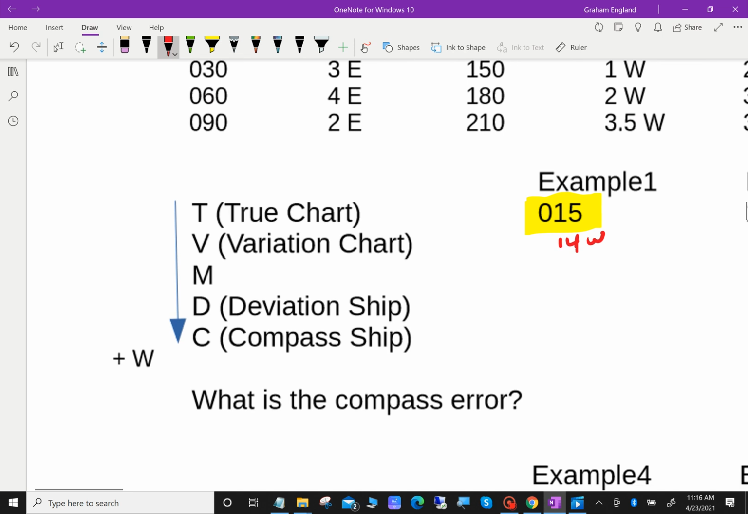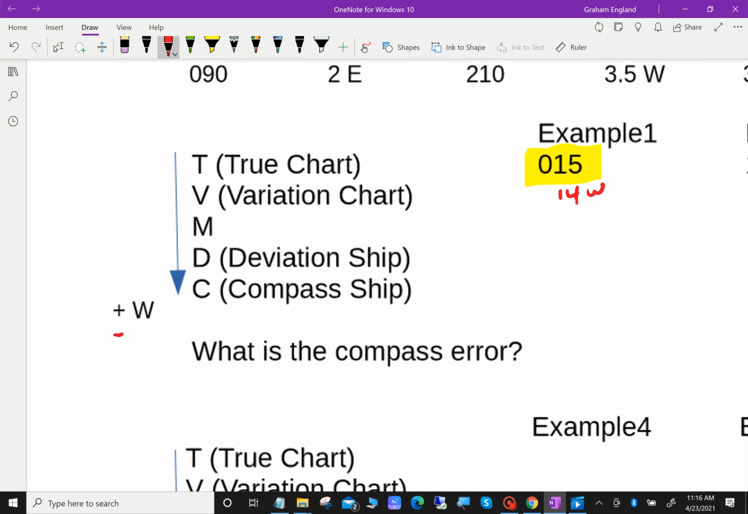For convenience, I put one next to it. So we do negative east plus west, minus west plus east, because when we go up, we do that. So we're going down, right? We're going from the true, put a number in here, true, and we're going down, try to find west, or try to find the compass.